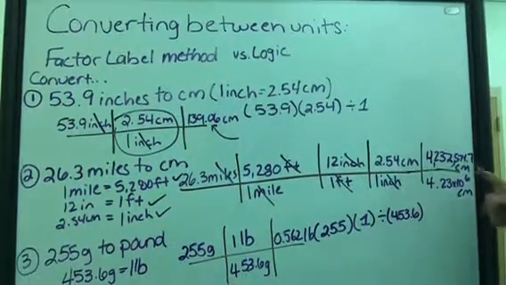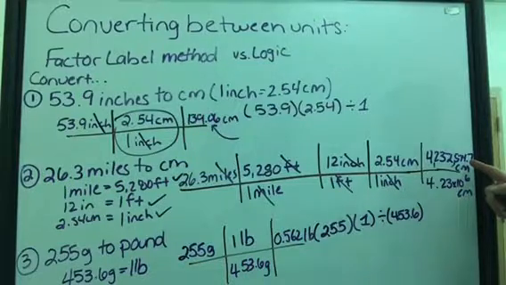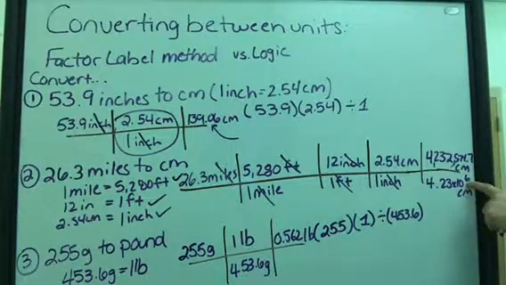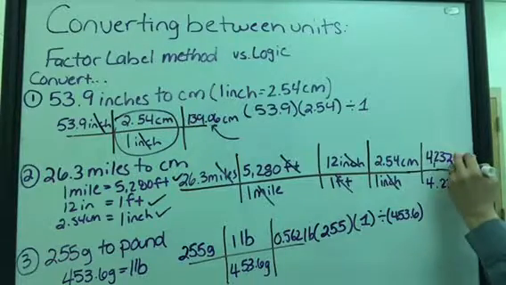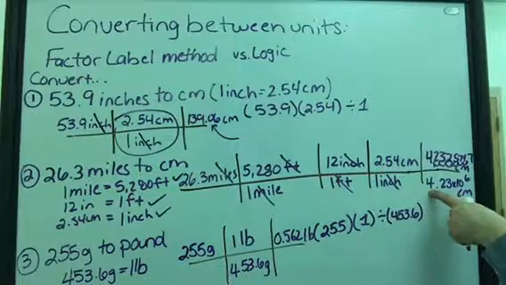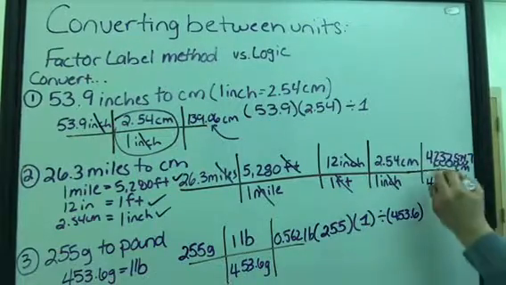4,232,574.7 centimeters. Now, in science, we tend not to write large numbers like this because of the possibility for error. So we're going to convert that to scientific notation. This is a large number, so I know that I'm going to have a positive exponent, and I'm going to move the decimal place until I have a number between 1 and 9. So 4.23 times 10 to the 6th centimeters.